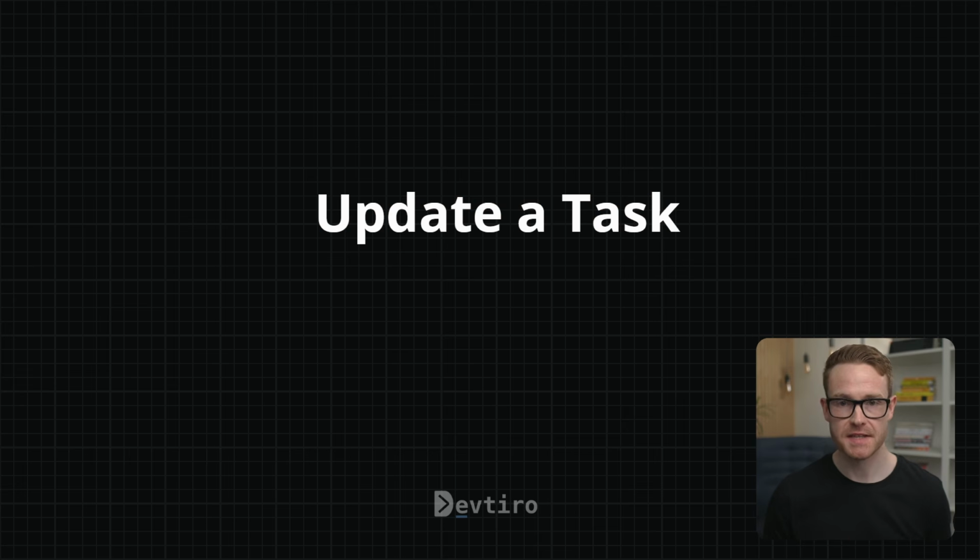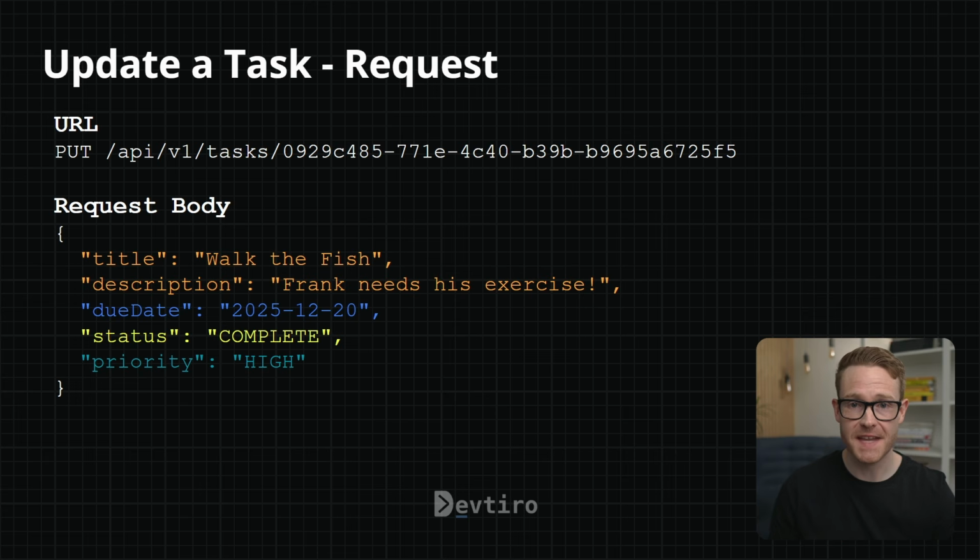Next, we have update a task, and we're going to use this endpoint for both updating things like the title and the description, but also updating the status. We'll use this endpoint to make a task complete or make that complete task open again. So here we can see a representation to update a task. We're using HTTP PUT, so we can see in the request body, we have a full representation of the task. As for the URL, API v1 tasks, and then the ID of the task that we wish to update.